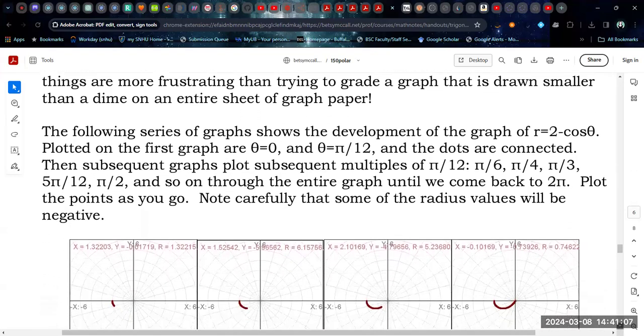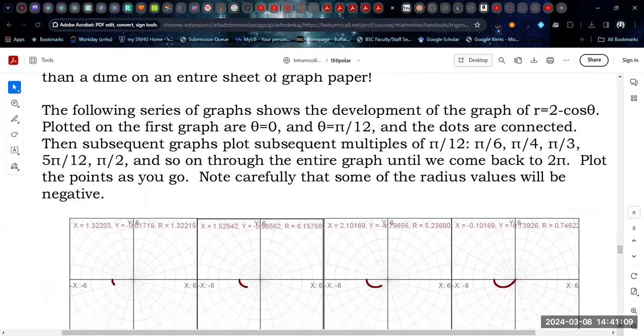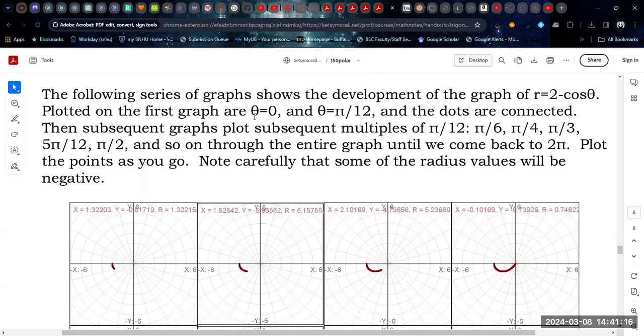So let's look at a sequence of plotting the graph 2 minus cosine theta on a plotter. Now we're going to start by plotting theta equals 0. We plug that in. Cosine of 0 is 1, so 2 minus 1. We're going to start at 1 when theta is 0. And then we're going to continue with theta equals pi over 12. And then connect the dots together.